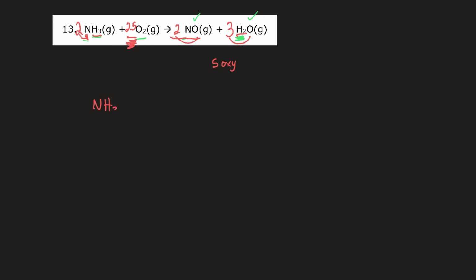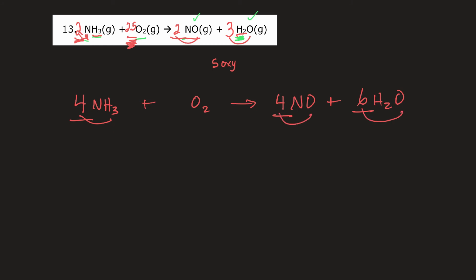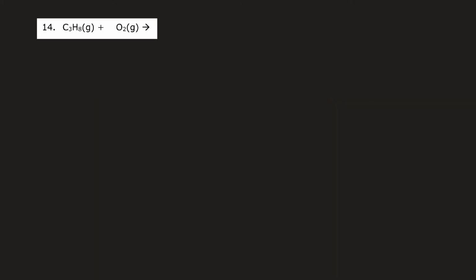So the NH3, plus O2 yields NO plus water. So if I put, instead of a 2 there, I'm going to double it to a 4. So that gives me 4 nitrogens. I'll put 4 nitrogens over here. That also gives me 12 hydrogens, so I need to put a 6 there to give me 12 hydrogens. And now I've got 4 plus another 6, so I have 10 oxygens on this side. So to get 10 oxygens here, I need to put a 5 there. Balanced.